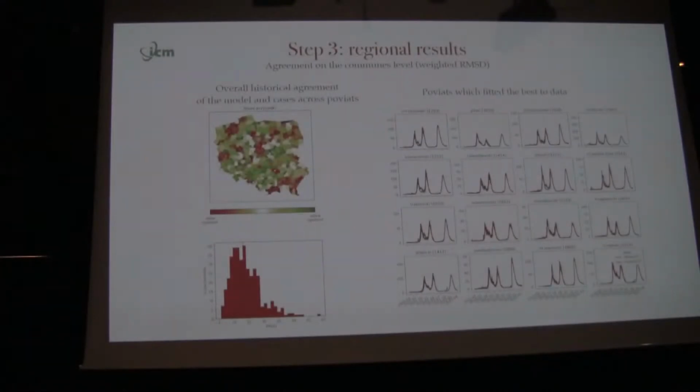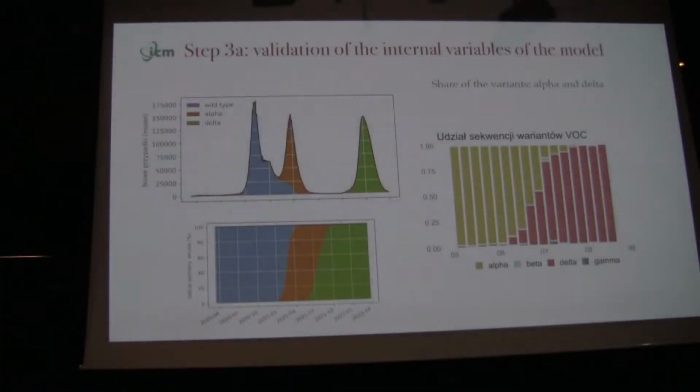we tune by hand, and then we verify it by studying the internal variables, looking at whether the profile is in good accordance with the models, because the profile is steered by, for example, the cross immunity of delta to alpha. So this is the way we do it.